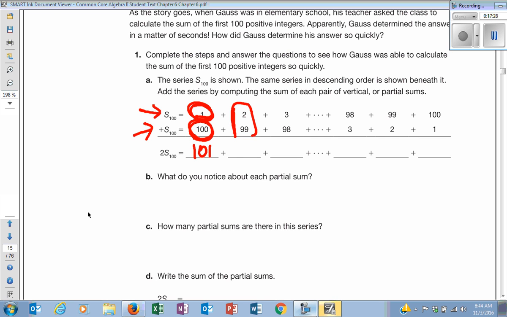What does this add up to? 101. What does this add up to? 101. What does this add up to? 101. He realized that if you wrote it forwards and you wrote it backwards, it would always add up to this same number.